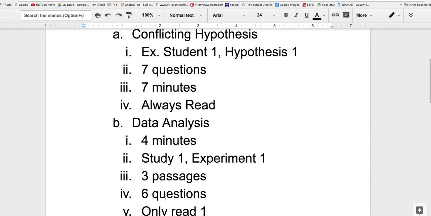Now, who can tell me which of those data analysis they would read? Varun, which one would you read? Which one has a hard diagram that you'd probably choose to read? Who wants to help him out?